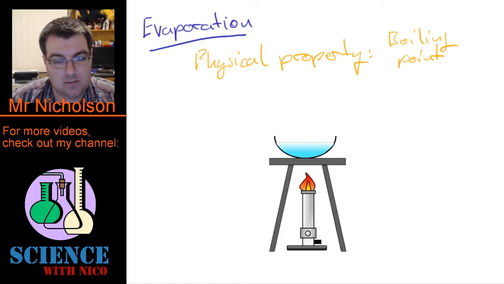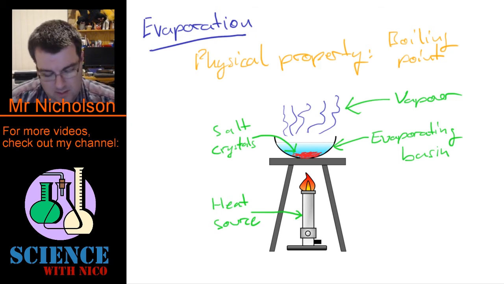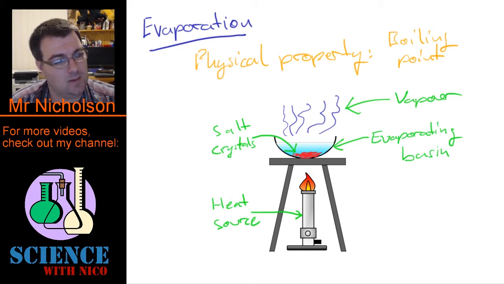Using a very simple setup as shown just here, if we have a heat source and we heat our mixture in an evaporating basin, we'll be able to evaporate just our solvent, leaving behind our salt crystals. As the amount of liquid in our mixture decreases, salt crystals will form and begin to come out of solution and crystallize.